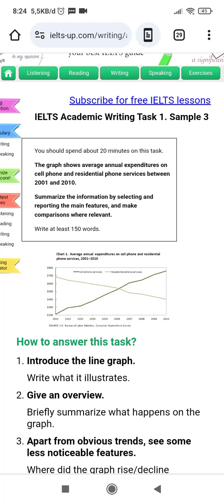IELTS Academic Writing Task 1 Sample 3. You should spend about 20 minutes on this task. The graph shows average annual expenditures on cell phone and residential phone services between 2001 and 2010. Summarize the information by selecting and reporting the main features and make comparisons where relevant. Write at least 150 words.